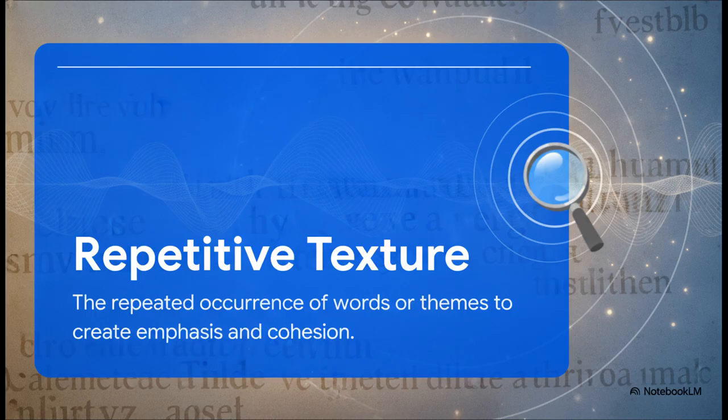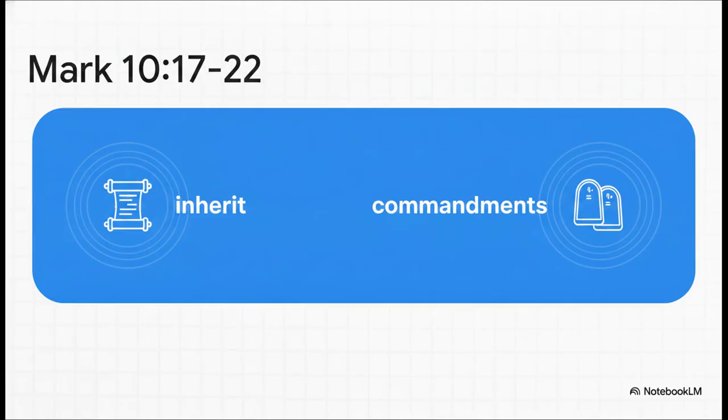By spotting what repeats, we as interpreters can immediately identify the major themes, the central focus of the discourse, and the author's underlying communicative strategy. And this brilliantly illustrates exactly what we're talking about.